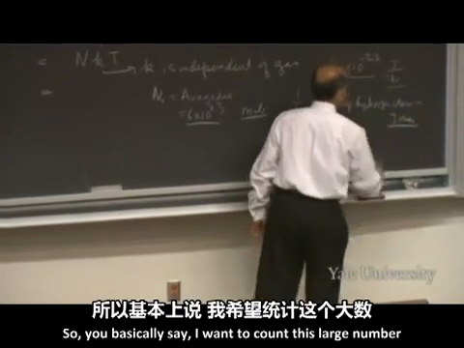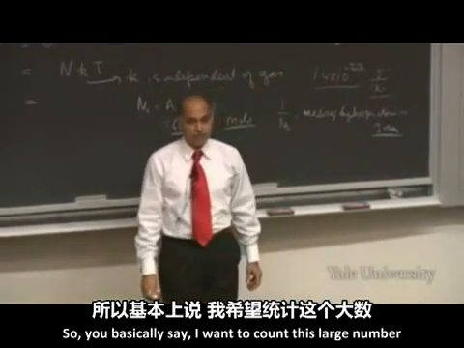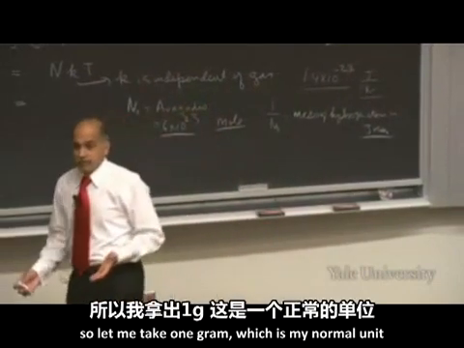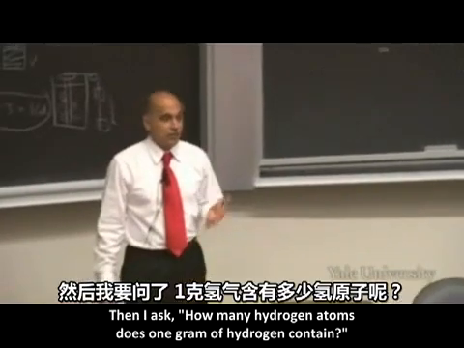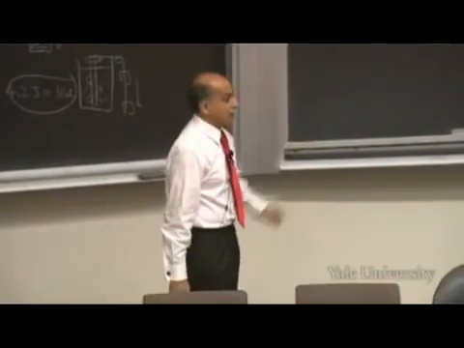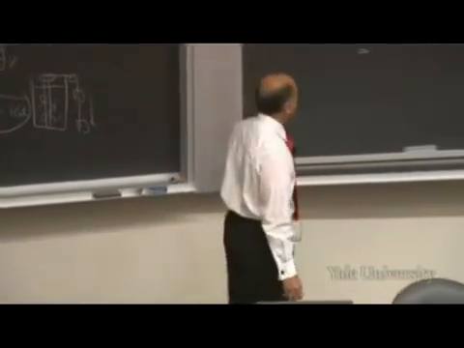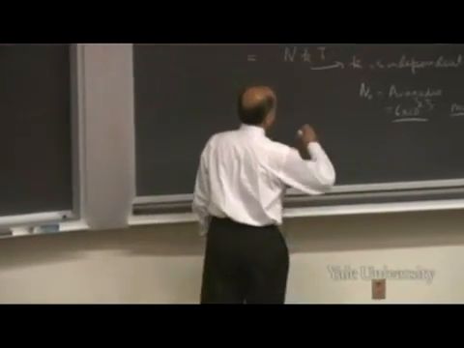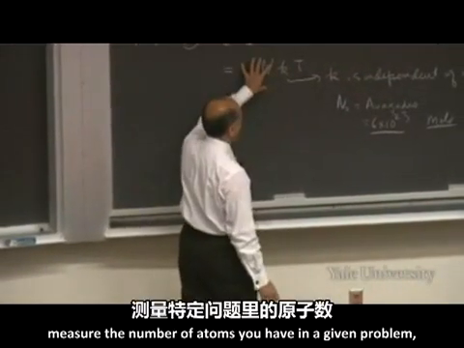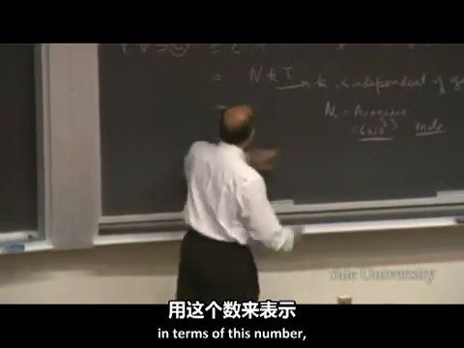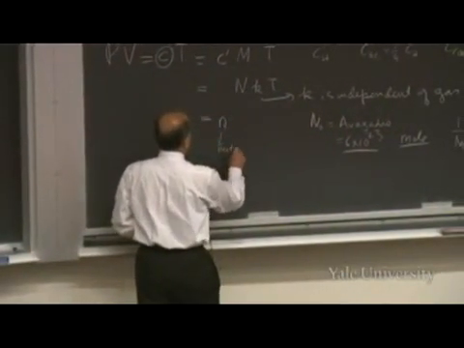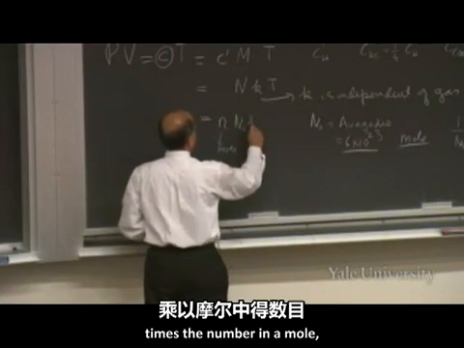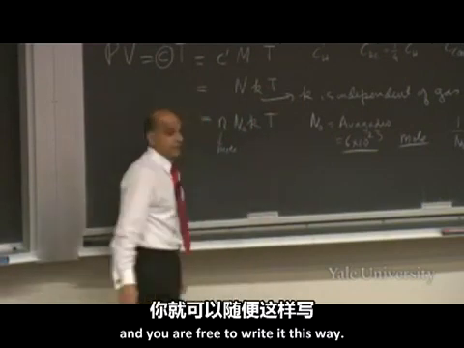So you basically say, I want to count this large number, so let me take 1 gram, which is my normal unit, if you're thinking in grams. Then I ask, how many hydrogen atoms does 1 gram of hydrogen contain? That's the number, that's the mole. So if you decide to measure the number of atoms you have in a given problem in terms of this number, you write it as some other small number called moles times the number in a mole, and you are free to write it this way.